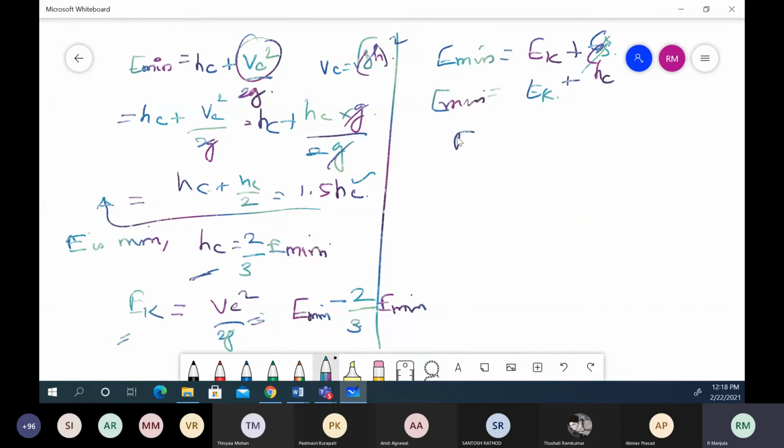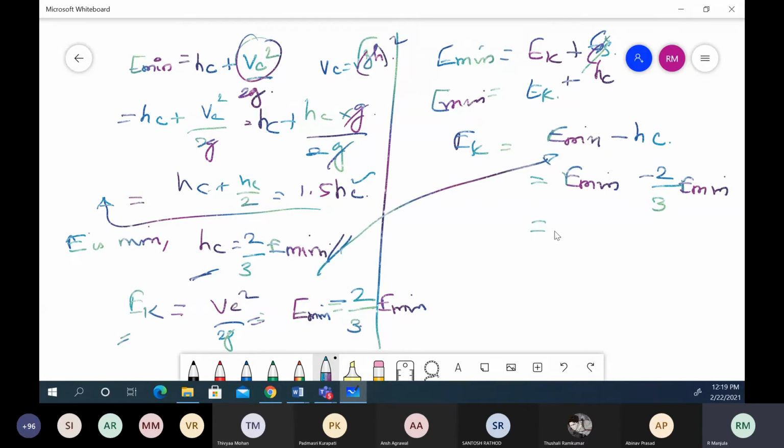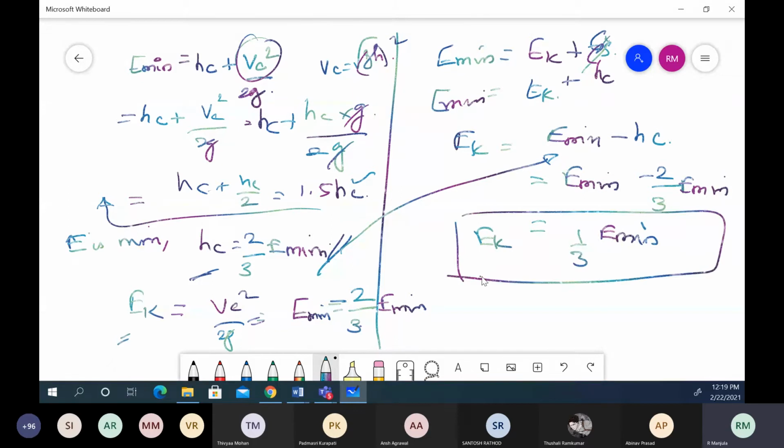Now, if I want to know what my Ek is, I am expressing E minimum minus Hc. So if I am expressing it in terms of Hc, then Ek is equal to E minimum minus 2 by 3 of E minimum. Now you will be getting 1 by 3 of E minimum, which is nothing but your kinetic energy head.